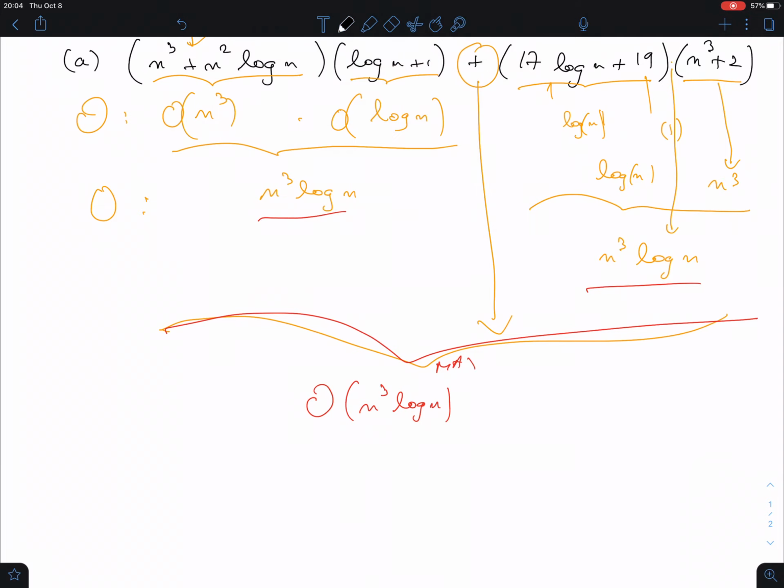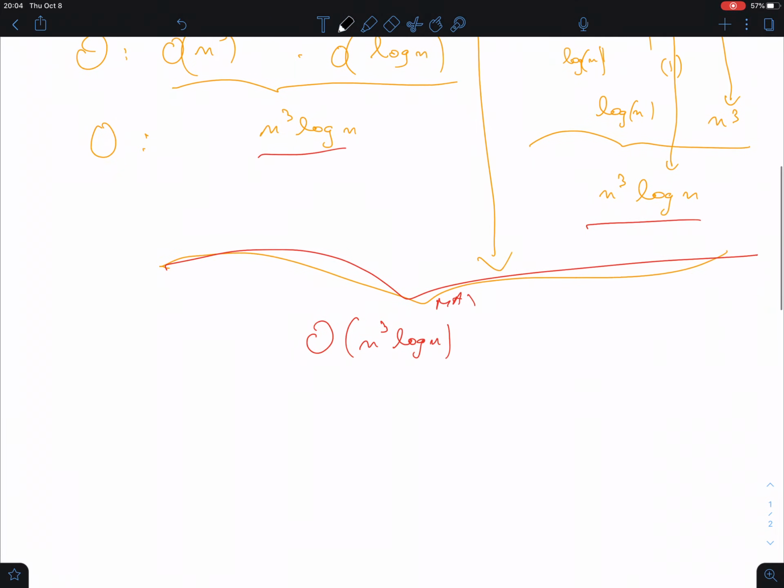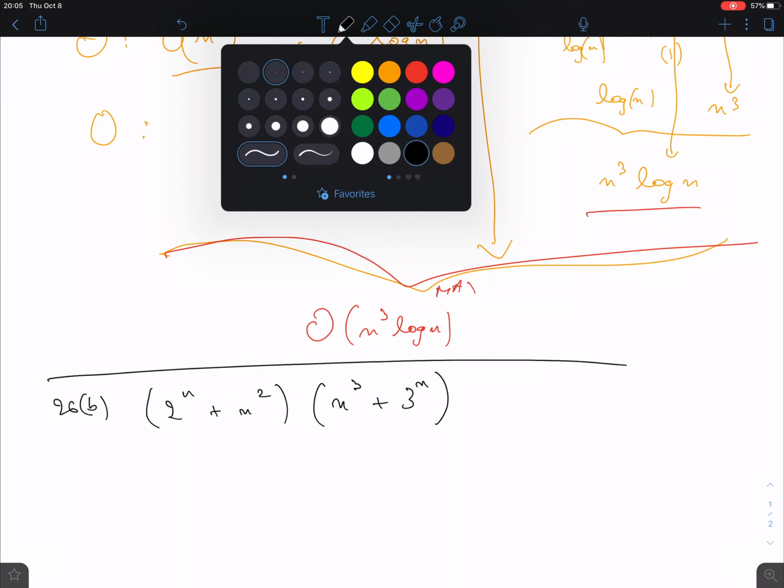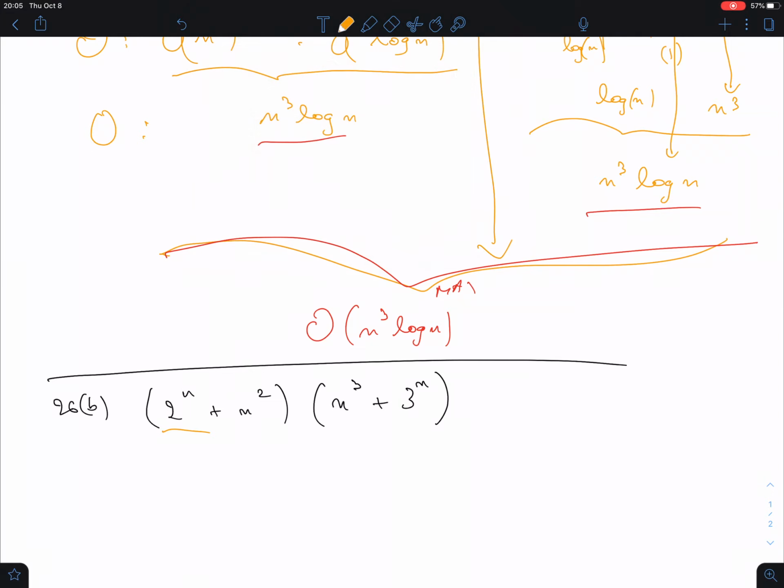The other two are a little bit more involved. Okay, let's do the other one, the B, 2 to the n plus n squared times n cubed plus 3 to the n. Okay, what's the big O? Well, we have to analyze this. This is a sum, so we have to find the O of this, which is 2 to the n.